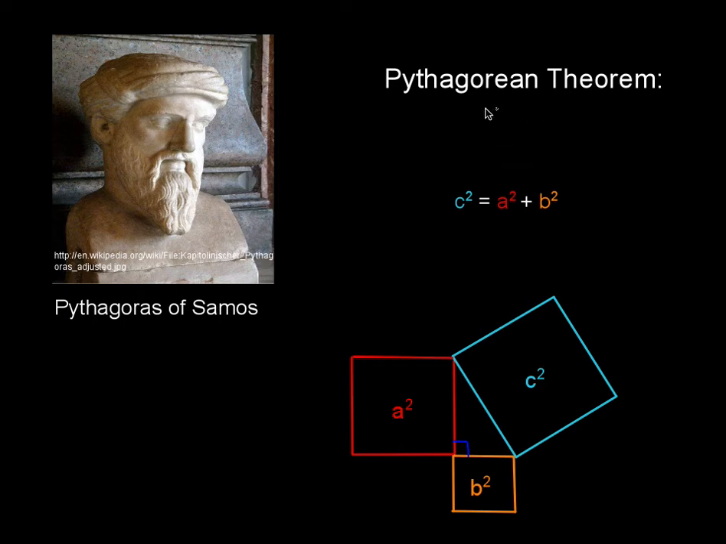Today I'm going to be talking about the Pythagorean theorem, c squared equals a squared plus b squared. This is just an illustration of the concept in the right angle triangle, demonstrated in terms of the areas of these squares on the corresponding sides. And this is a bust of Pythagoras of Samos, better known as just Pythagoras, a Greek mathematician who came up with this relationship in right angle triangles, c squared equals a squared plus b squared.